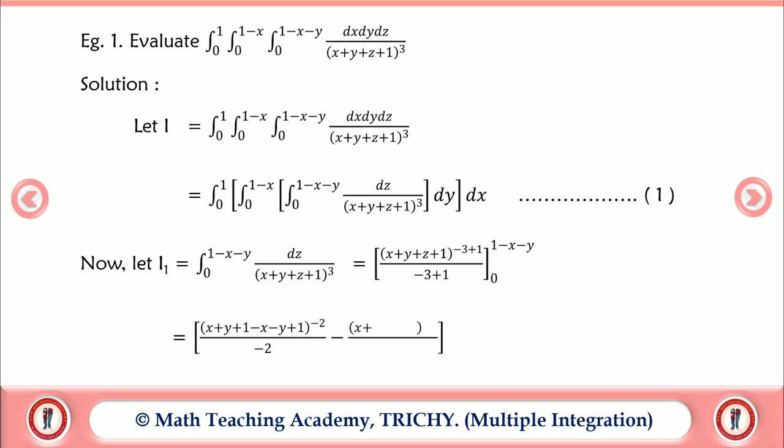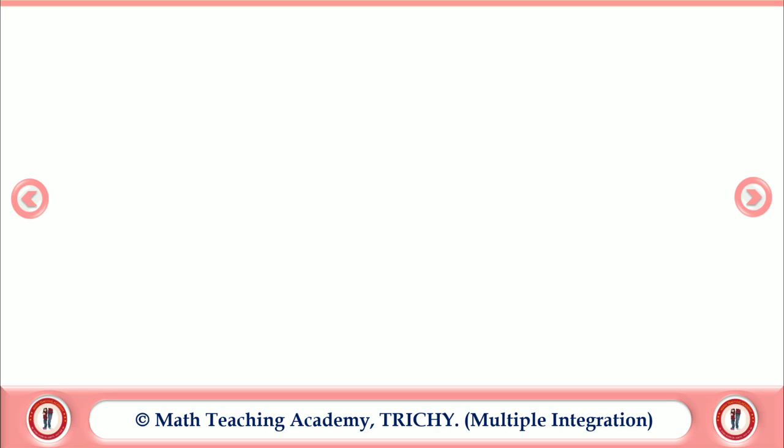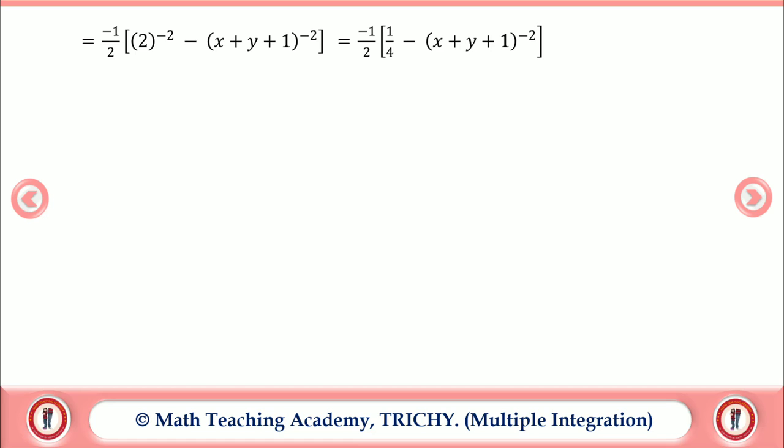So that is equal to (x plus y plus, in place of z we have replaced 1 minus x minus y, and then plus 1) whole power minus 2 divided by minus 2, and then minus, apply 0 in place of z. Then what you will get is minus of (x plus y plus, in place of z we have replaced 0, plus 1) whole power minus 2 divided by minus 2. And then it becomes minus 1 by 2 into 2 power minus 2 minus of (x plus y plus 1) whole power minus 2. That is equal to minus 1 by 2 into, 2 power minus 2 gives 1 by 4, and then minus of (x plus y plus 1) whole power minus 2.